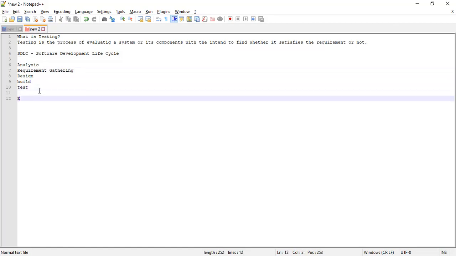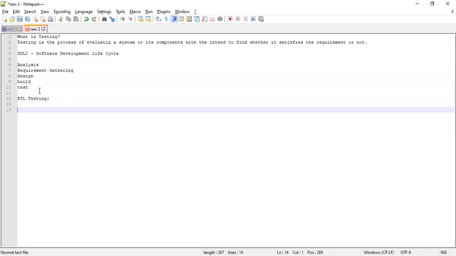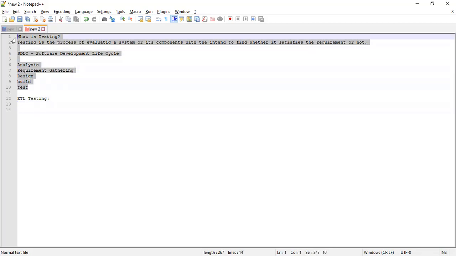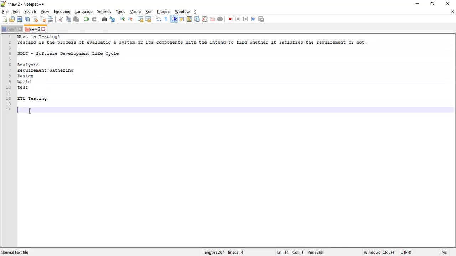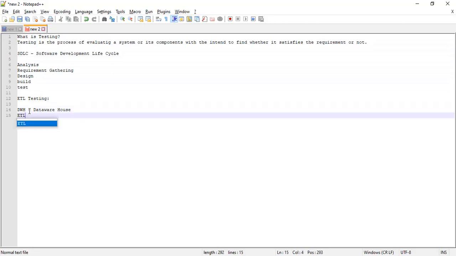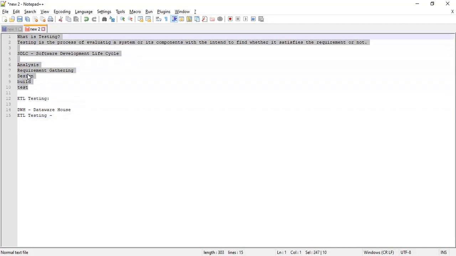Now coming to ETL testing. ETL testing is also a part of testing. The testing I described here is normal manual testing. When you come to ETL testing, you first have to understand the concepts of DWH, which is nothing but data warehouse. If you understand DW, then you'll understand what ETL is. What do we do in ETL testing? Before we proceed to the ETL testing concept, do you have any questions on this normal testing?